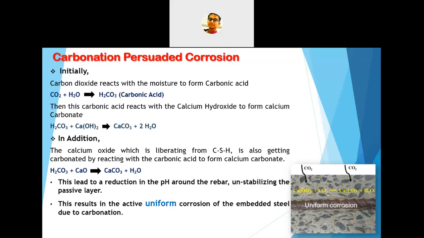So, this whole mechanism happens in a uniform way. That's why we get a uniform corrosion of the embedded steel due to carbonation. And this whole mechanism leads to a reduction of the pH around the bar, which helps to break the protective layer, or passive film, initiating the carbonation induced corrosion.